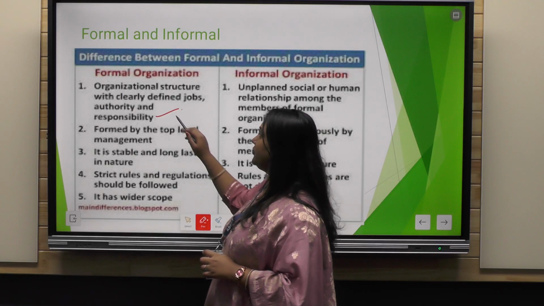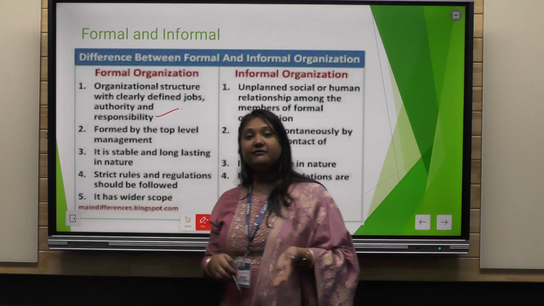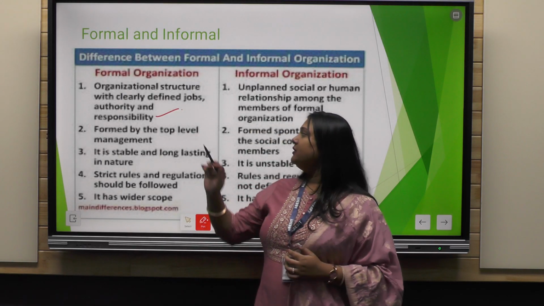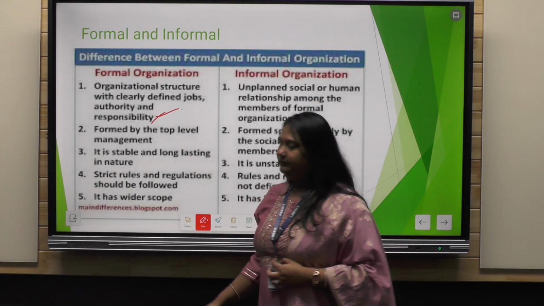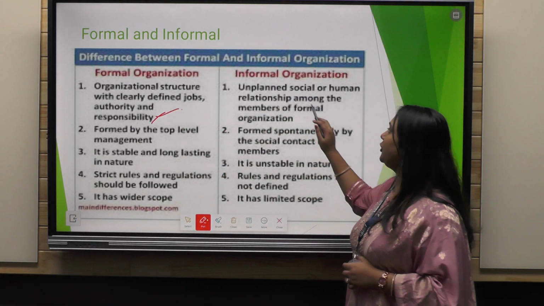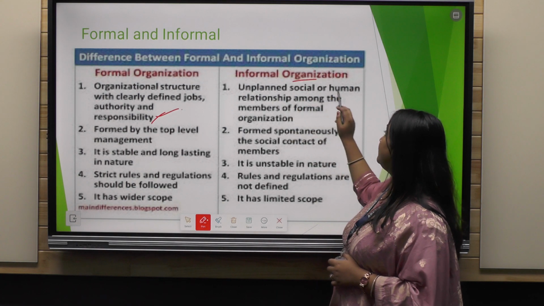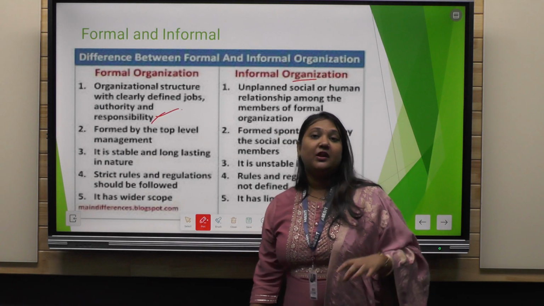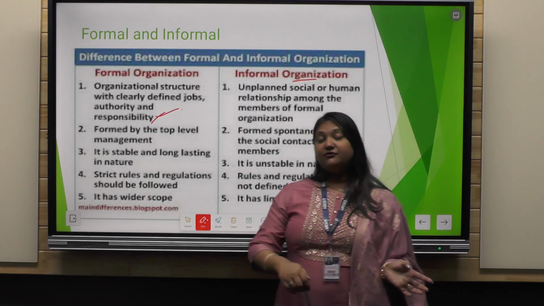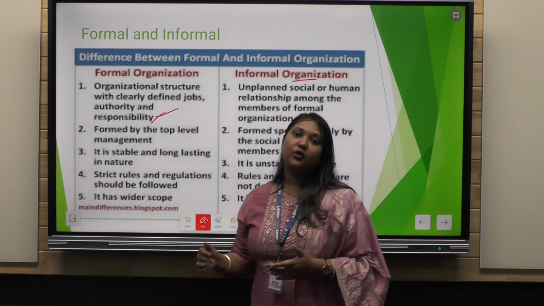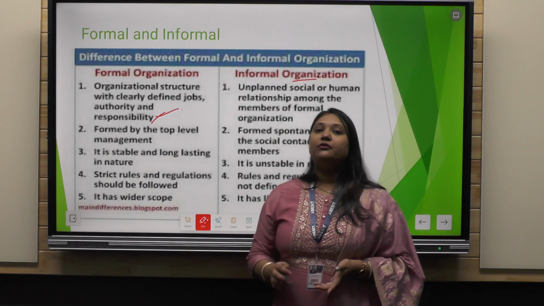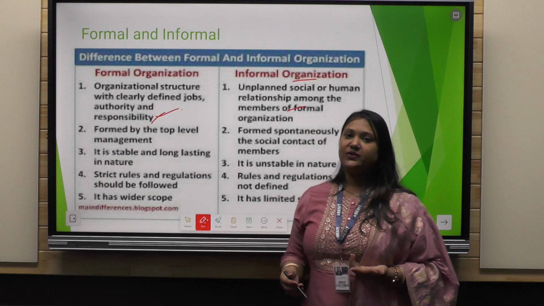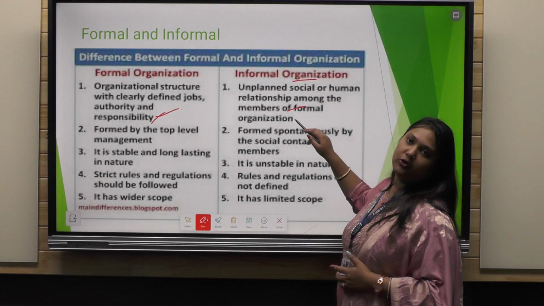If we are working in a formal organization, we clearly know we have a defined work that we have to do, a defined time, and definite resource availability. On the other hand, when we talk about the informal organization, it is unplanned social or human relationships among the members of the formal organization. We don't know whether this work should be done at this time or another time or another day, or whoever will do that particular work. Everything is unplanned, everything is so casual. So this is called the informal organization.